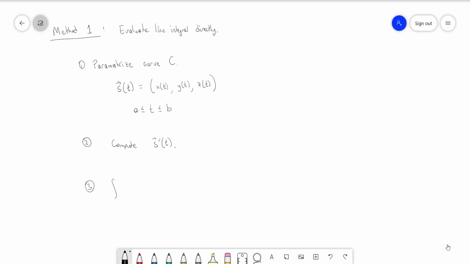And then to actually evaluate the line integral, it'll be set up as an integral from a to b, depending on your parameterization. It would be your vector field F evaluated along your parameterization, dot product with the derivative of your parameterization, the tangent vector that you computed earlier.